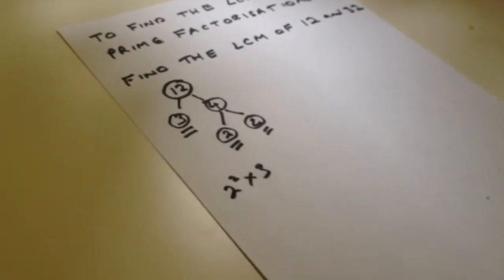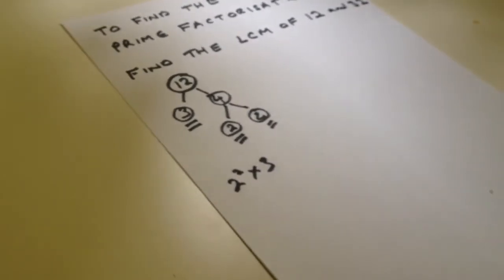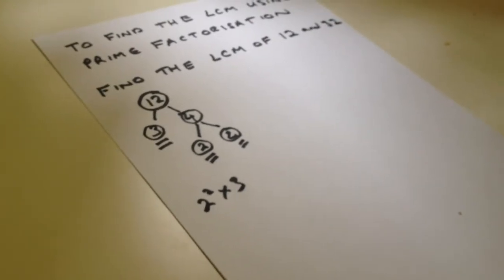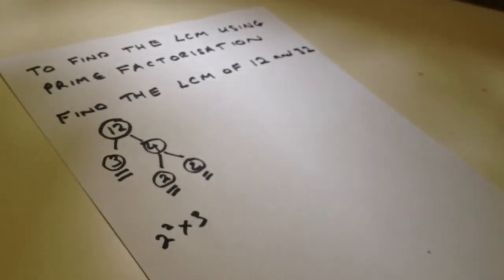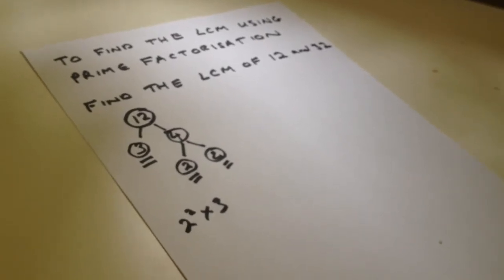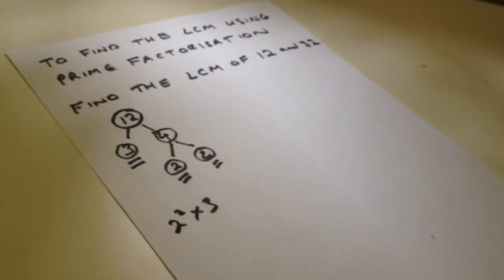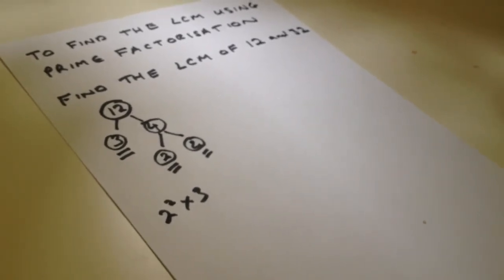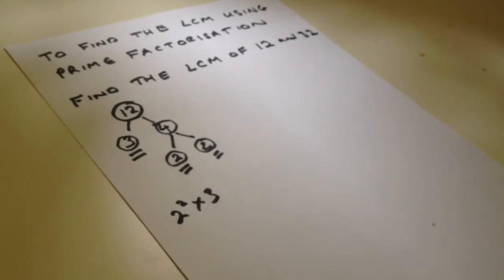I'm not really going too much into the maths here because we should know this at this stage already. This tutorial is really just focusing on how to find the LCM using prime factorization. So I'm assuming you already know how to decompose numbers into products of their prime factors.